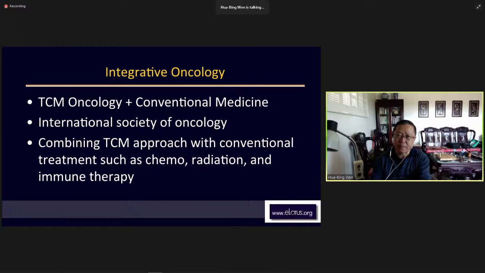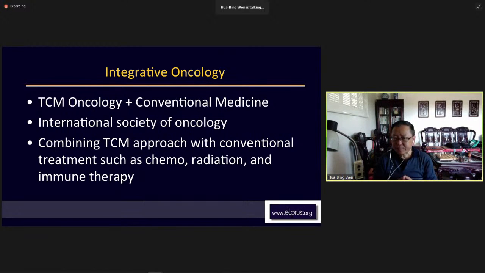I'll probably start with a newer concept called integrative oncology. This is basically TCM oncology plus conventional medicine. There is an International Society of Integrative Oncology. They have conferences every other year, pretty much around the world. If you are interested in more, you can probably check them out. They have publications.